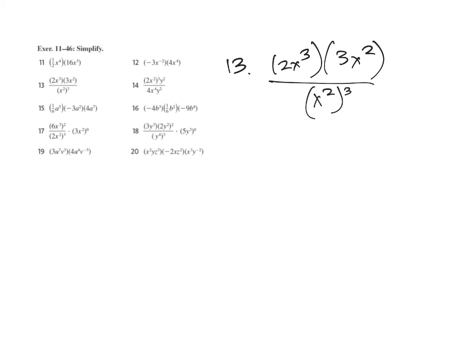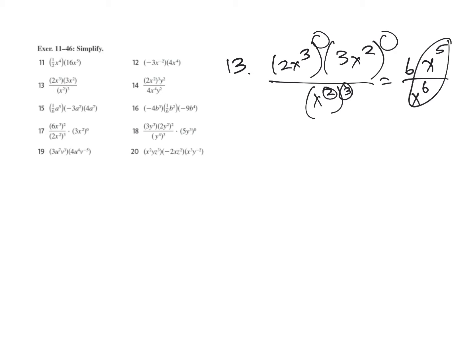All right, number 13 is 2x cubed and 3x squared. And that's the top. Let's go ahead and just do the top first. So the top, again, there are no exponents on the outside here, so we don't need those parentheses. 2 times 3 is 6, and multiplying x times x, you add the exponents. 3 and 2 is 5. And then on the bottom, you raise an exponent to another exponent, you multiply them. So that's x to the 6th.